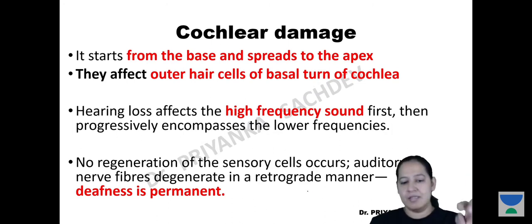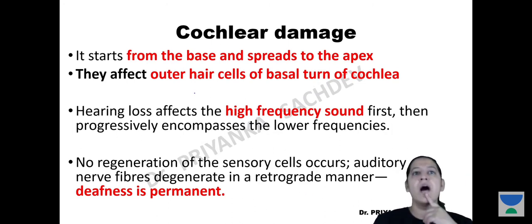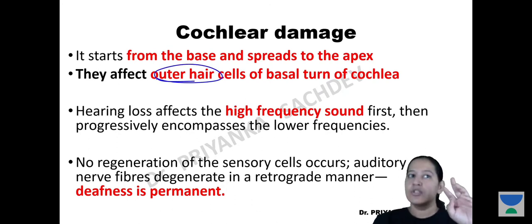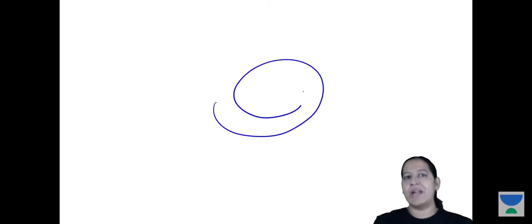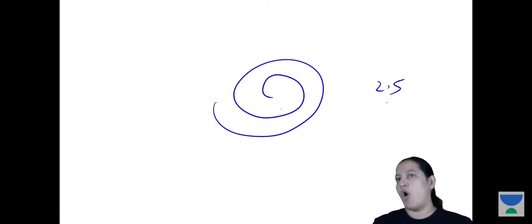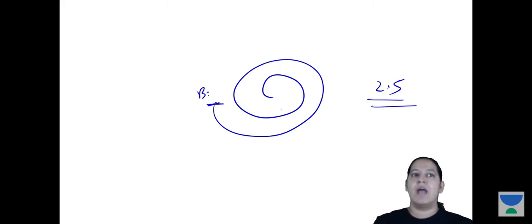Cochlear toxicity is irreversible. Let me draw the cochlea. In the cochlea two types of hair cells are there, outer and inner. The outer hair cells are damaged from the base to the apex. You know, base and apex. The cochlea has 2.5 turns. This is the base and this is the apex.